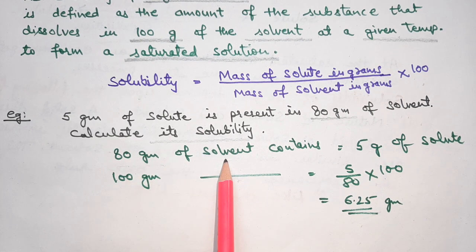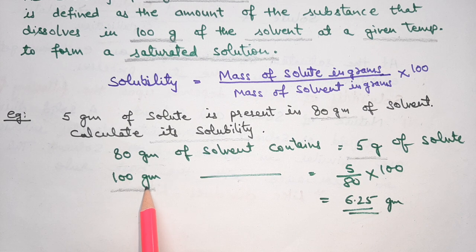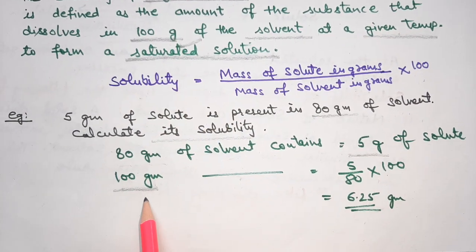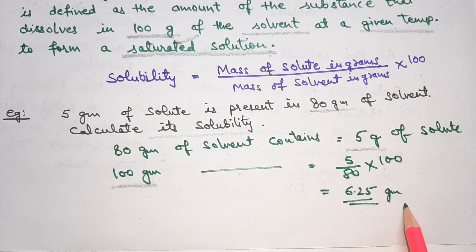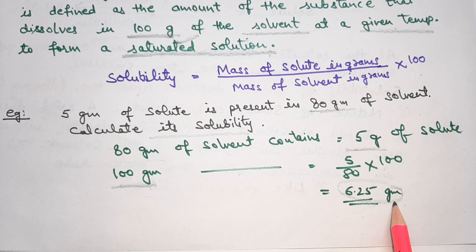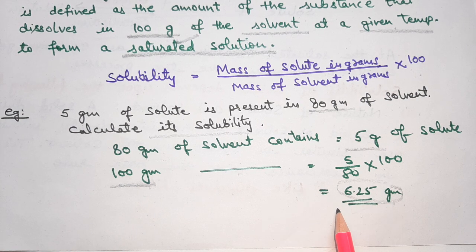Suppose 80 grams of the solvent contains 5 grams of the solute, and for calculating solubility we take the solvent as 100 grams. So 100 grams of the solvent contains how much solute, that we have to calculate. It will be 5 divided by 80 into 100, so it will be 6.25 grams. What does it mean? That 100 grams of that particular solvent requires 6.25 grams of that solute to make the solution saturated. So this is the meaning of solubility, and this is how we calculate it.